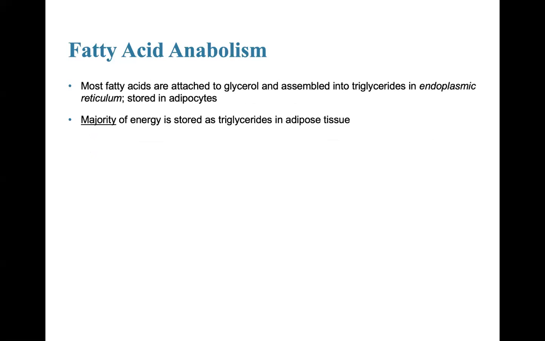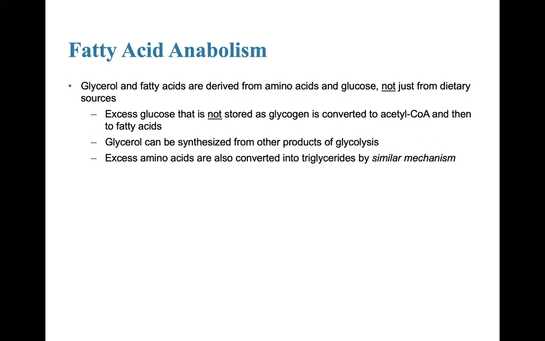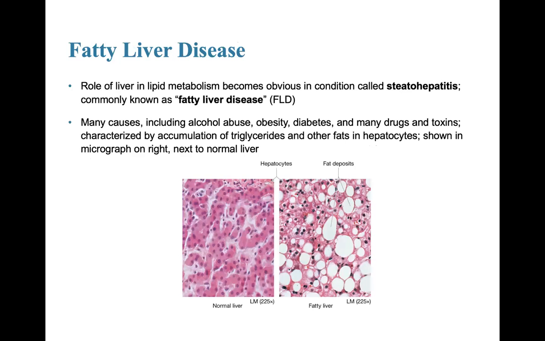The majority of energy is stored as triglycerides in adipose tissue. Glycerol and fatty acids are derived from amino acids and glucose, not just from dietary sources. Excess glucose that is not stored as glycogen will be converted to acetyl-CoA, and then that acetyl-CoA can be stored as a fatty acid chain by going through lipogenesis. That's why if you have excess glucose in your blood that gets removed, it's going to be stored as fat. Glycerol can be synthesized from other products of glycolysis, and excess amino acids are converted into triglycerides by a similar mechanism. We also have a disease referred to as fatty liver disease.